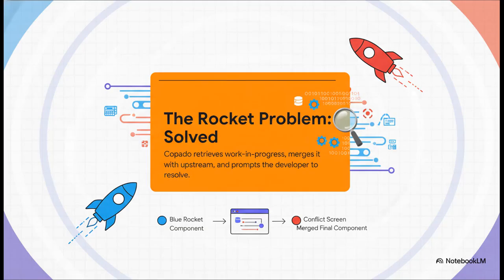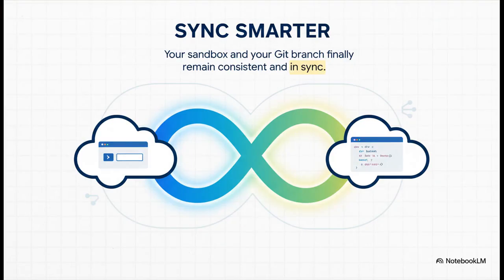Okay, let's go back to our developer with the rocket problem. How does this actually solve it? Well, when they start the sync, Kapato first grabs their blue rocket, their precious work in progress. Then it merges that with the red rocket from upstream and gives the developer a really clear conflict resolution screen. They get to choose exactly which pieces to keep from both versions, and they create one perfectly merged component. No work lost.